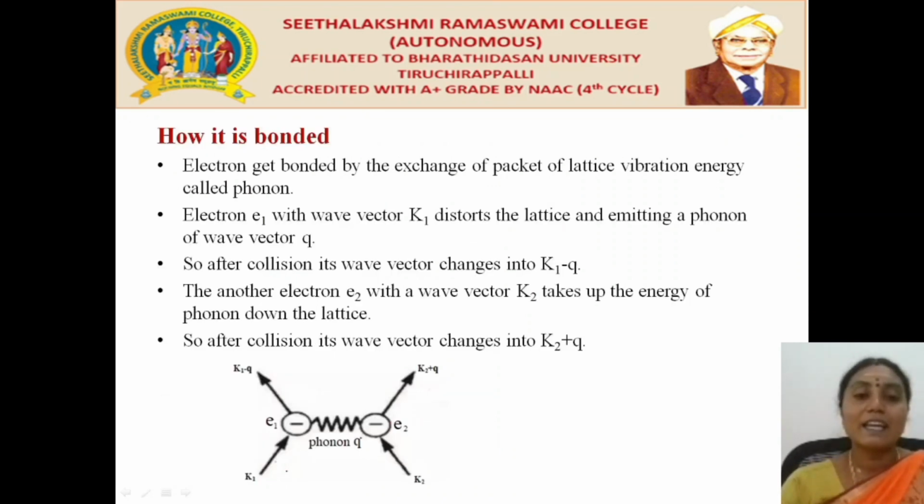How is it bonded? The electron E1 gets bonded to electron E2 by the exchange of a packet of lattice vibrational energy called a phonon. The electron E1 with wave vector K1 distorts the lattice and emits a phonon of wave vector Q. So after collision, its wave vector changes into K1 minus Q. This K1 minus Q represents that the electron loses its energy. The other electron E2 with wave vector K2 takes up the energy of the phonon from the lattice. So after collision, its wave vector changes into K2 plus Q.